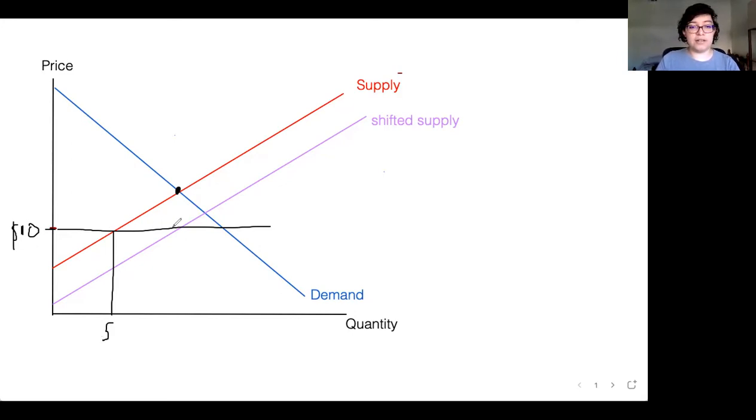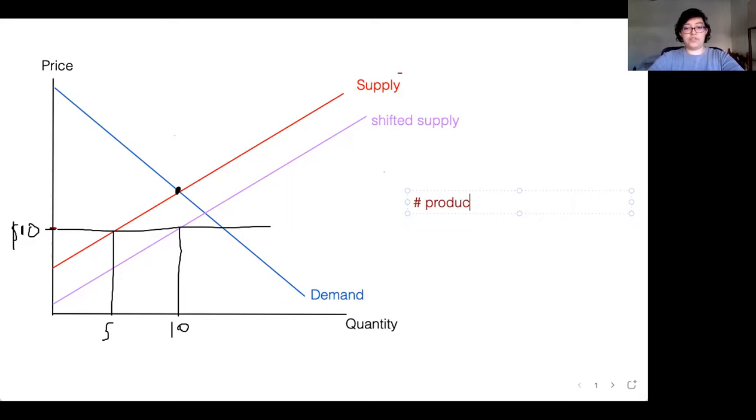And if we look over here, after the shift has happened, we go down and we see that this quantity is now 10. So what's happened with this shift is that at every single price along the supply curve, after the shift has occurred, we're getting a larger quantity supplied for any given price. When you look at your reasons, let's say that one reason was the number of producers.